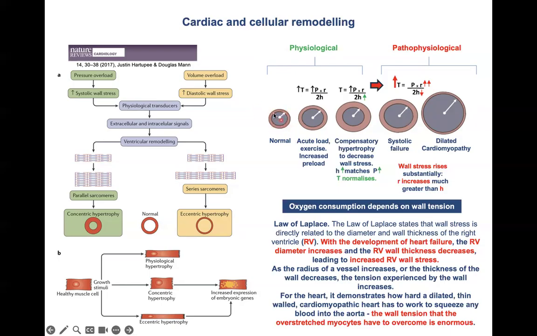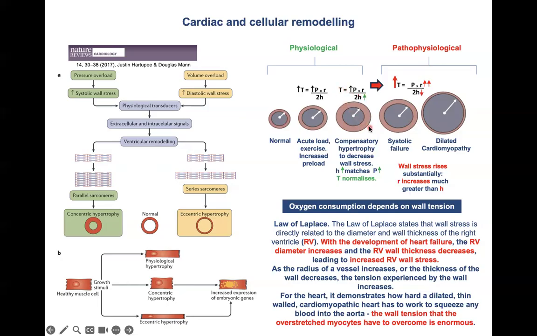Here we have the normal state of the right ventricle. As the volume starts to back up in the right ventricle due to pulmonary hypertension, we can see an increase in volume and also an increase in pressure. Volume and pressure go up, so the wall stress also goes up. Physiologically, we can counter this by increasing the wall thickness. You can see here the wall thickness goes up. This is done by parallel arrangement of sarcomeres, more and more sarcomeres in parallel. This increases the wall thickness. Increasing the wall thickness normalizes the wall stress.